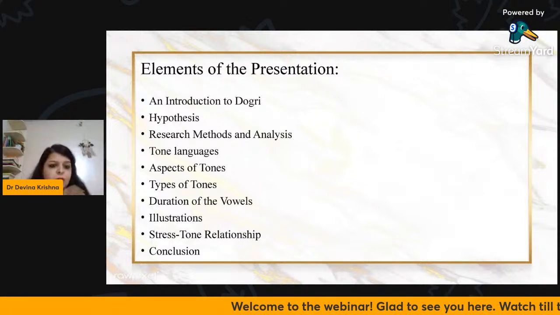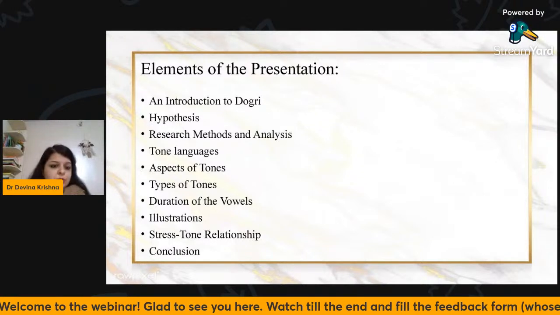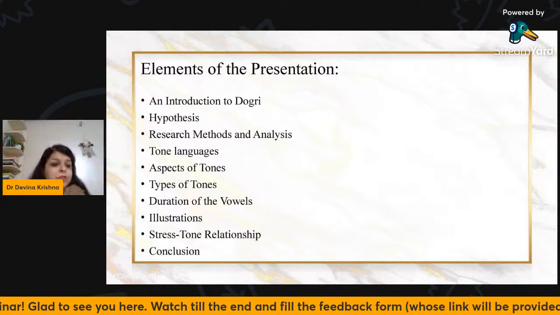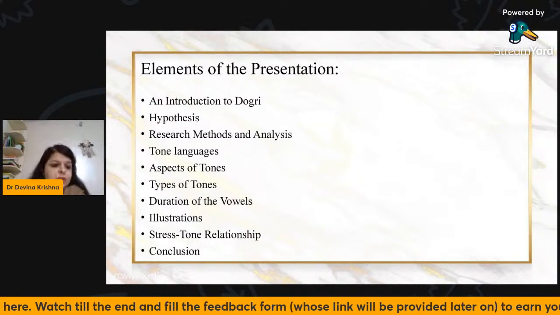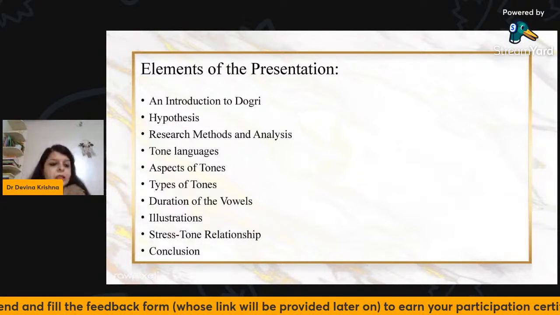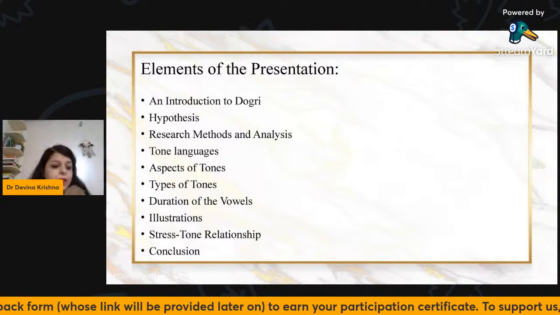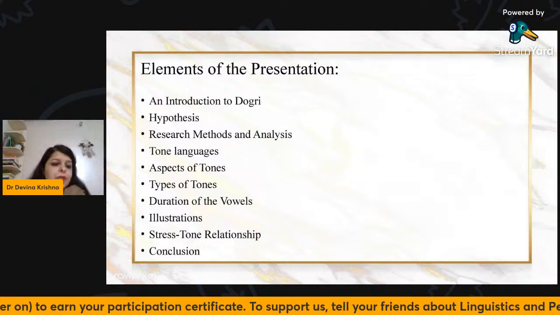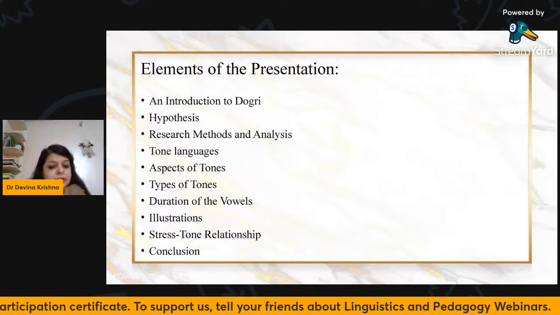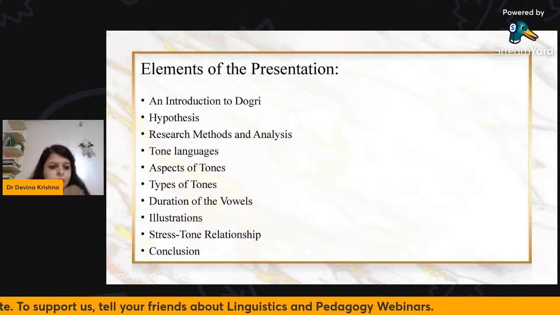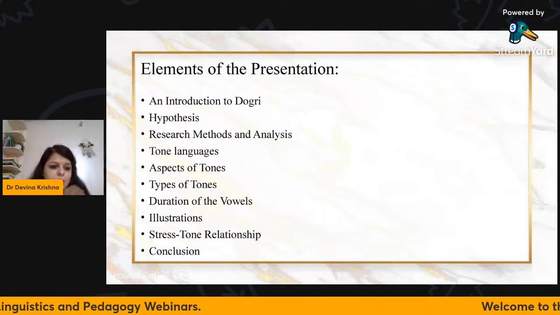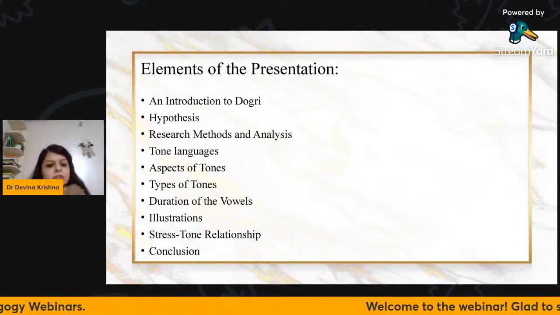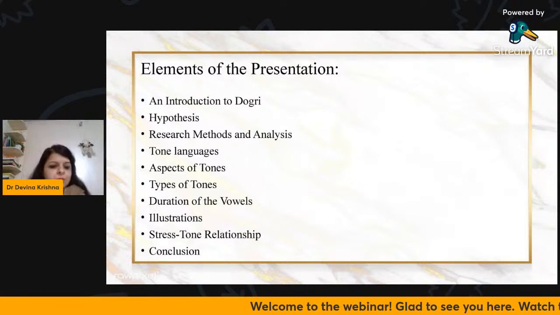Then I'll also brief you about the introduction to tone languages, how it is different from intonational languages, what are the aspects of tones, the different categories of tones, and then how do we say that a particular language is tonal in characteristic. So there are certain acoustic cues which make a language tonal. These can be duration of vowels and some other factors also. So I've emphasized a bit on duration of vowels. There are some illustrations also which I have mentioned in my work, and this will be followed by a relationship dealing with stress and tone. And then I'll conclude.